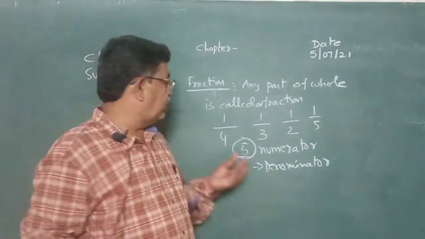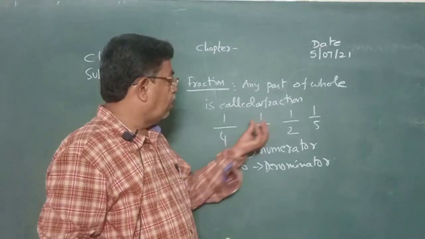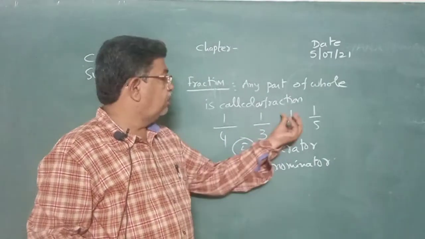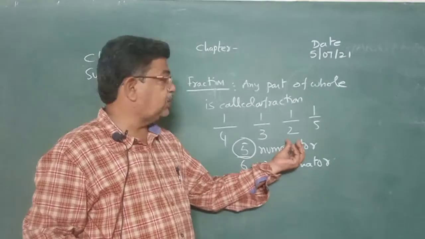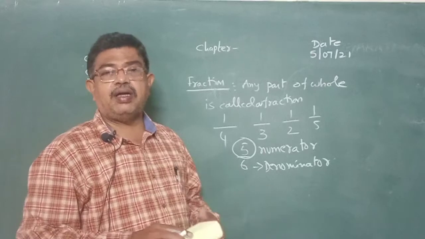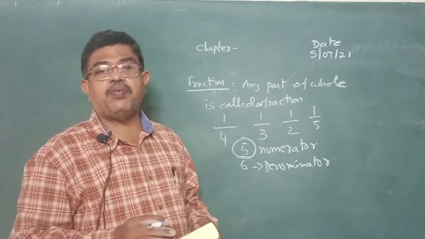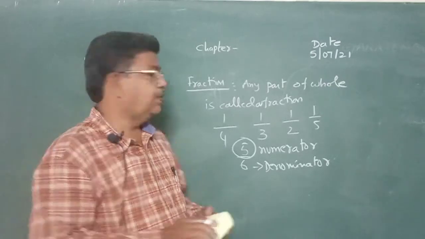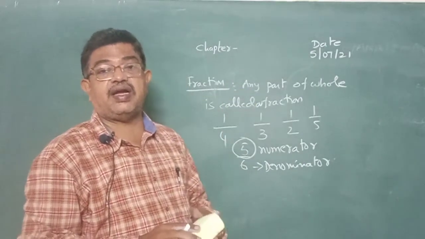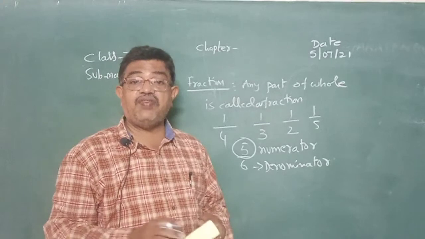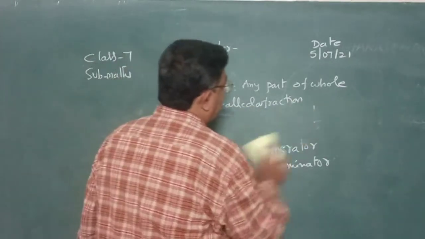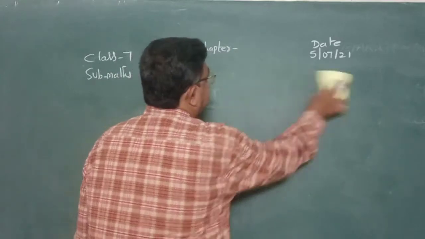1 chocolate is divided among 4 persons. 1 apple is divided among 3 persons. 1 fruit is divided between 2 persons. Whatever the article may be, it is divided into 5 parts. So this is how we can understand a fraction. Already we learned this in the earlier classes. We learned about different types of fractions also. So we are just recollecting what the types of fractions are.